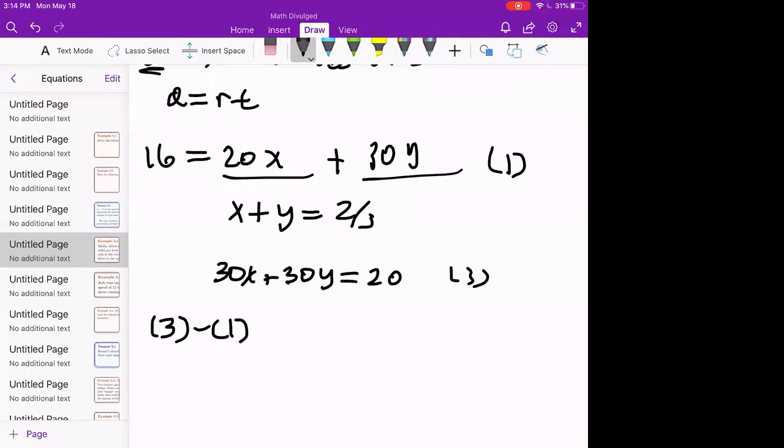And this will give us 10x, the y's are canceled, is equal to 4. x is equal to 2/5. And the problem asks us the total number of minutes she drove in the rain, which is x. So if we convert this back to minutes, times 60, this will just be 24.